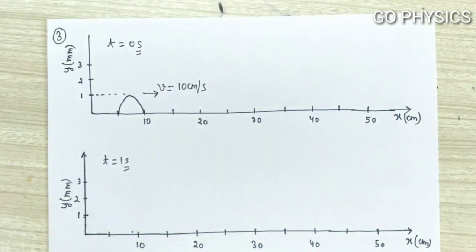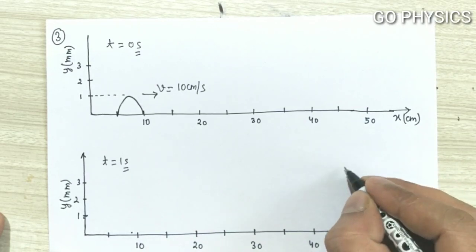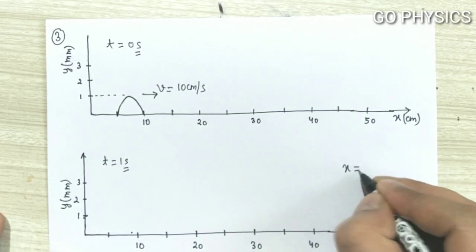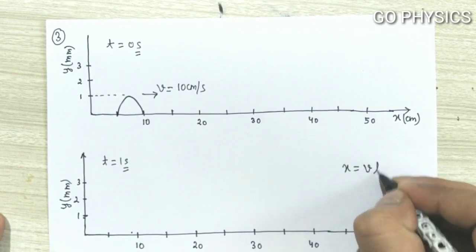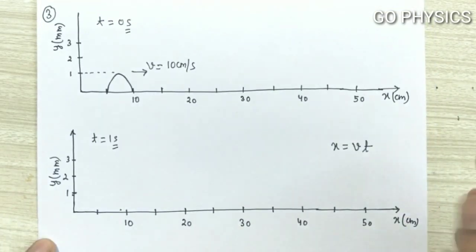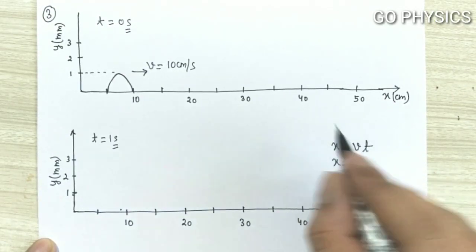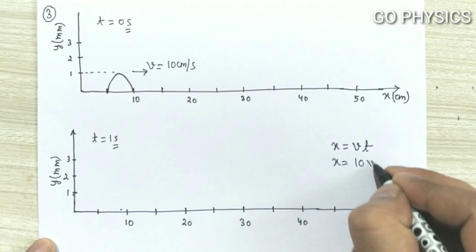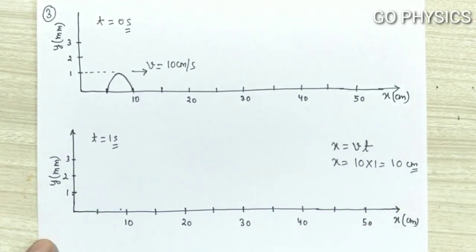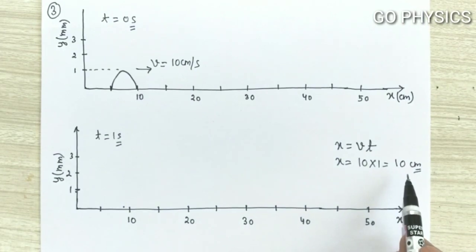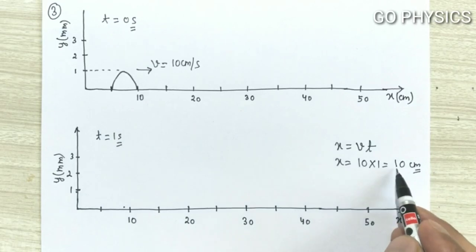So to find its location, we will calculate the distance, and the distance covered by a wave with a constant speed is speed multiplied by time. So at t equal to 1 second, x will be, speed is 10 cm per second, so 10 multiplied by 1. So this will become 10 cm. It means that each and every point on the given wave pulse will move forward by a distance of 10 cm.